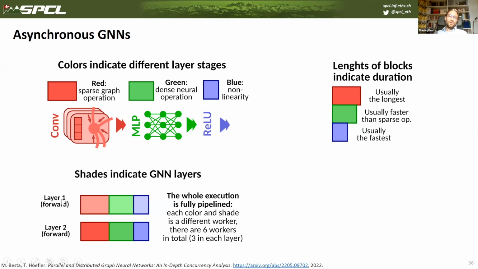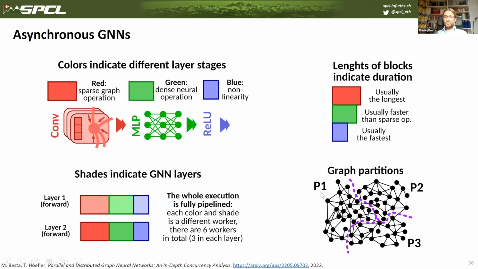So we are going to see 2 different layers, each layer having 3 stages, which means 6 workers in total. And finally, the P1, P2, and P3 symbols will indicate different graph partitions, right? So we are going to set this asynchronous GNN execution setting in the context of graph partition parallelism.